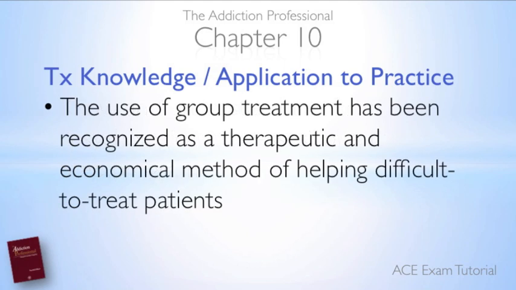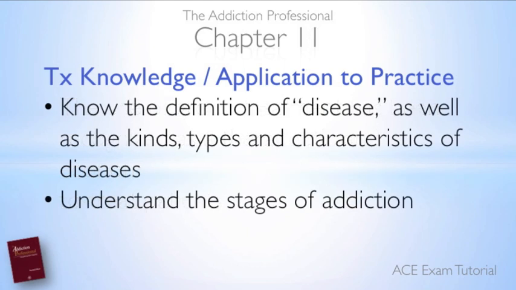And within the article titled The Convergence of Group Psychotherapy and the 12 Steps of AA, know that the use of group treatment has been increasingly recognized as the most therapeutically and economically effective method of reaching out and helping difficult-to-treat patients. In Chapter 11, know the definition of disease as well as the kinds, types, and characteristics of diseases.